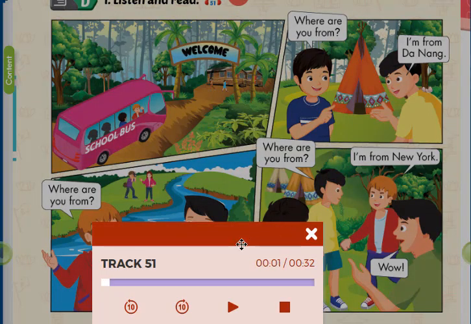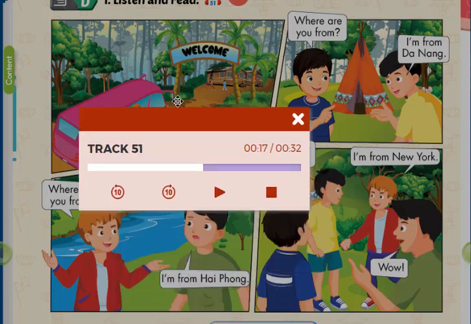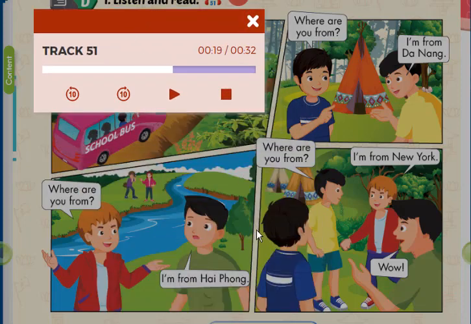D. 1. Listen and read. Where are you from? I'm from Da Nang. Where are you from? I'm from Haiphong. Where are you from? I'm from New York. Wow!